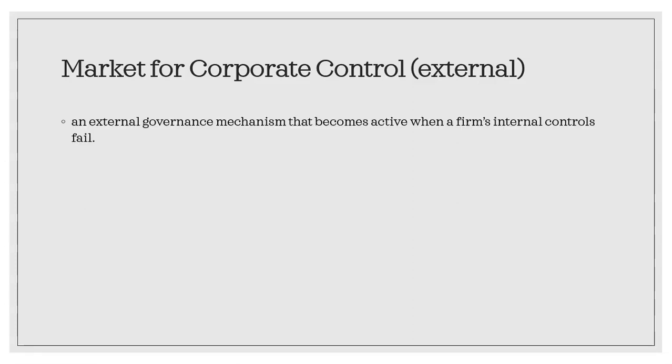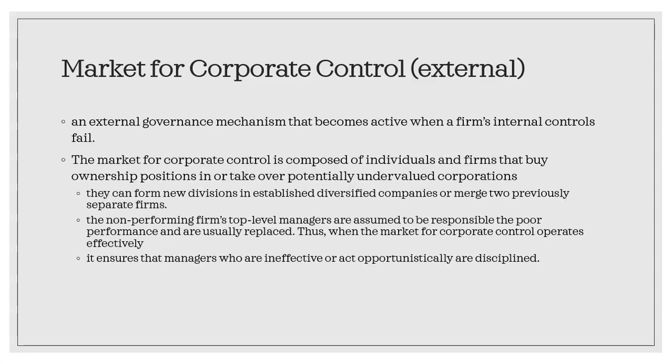So the last one, which is the external mechanism that is used by companies, is the market for corporate control. What that means is that it is an external governance mechanism that becomes active when a firm's internal controls fail. So they have to go outside the firm now. The market for corporate control consists of individuals and firms that buy ownership positions in, or take over, potentially undervalued corporations.